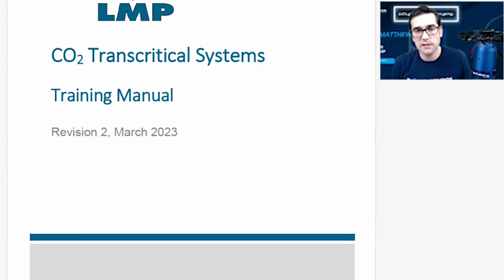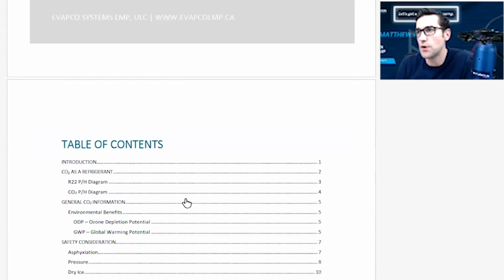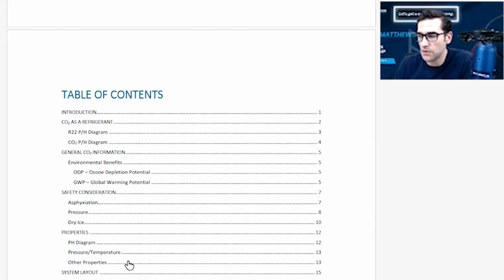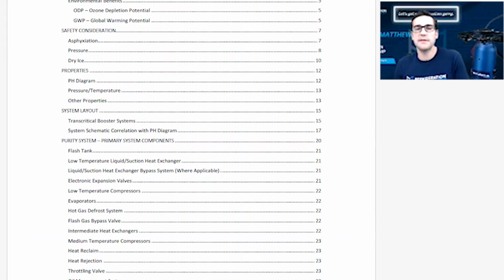Why you need to consistently read the manuals. I've read each of these manuals dozens of times. So this one that I was going through, they have done some updates since Vapco purchased System LMP in the manual that I've noticed. And as you can see, the first step is getting into the table of contents of any of these manuals. So doing research is very important. And it took me many years to figure this out.